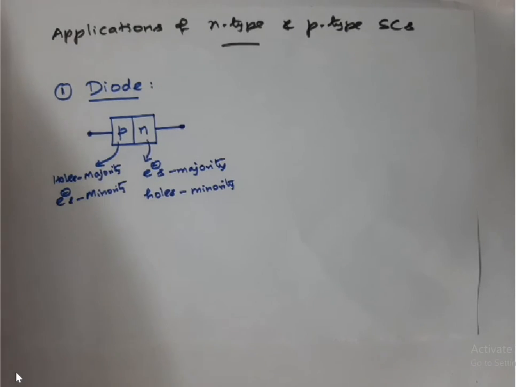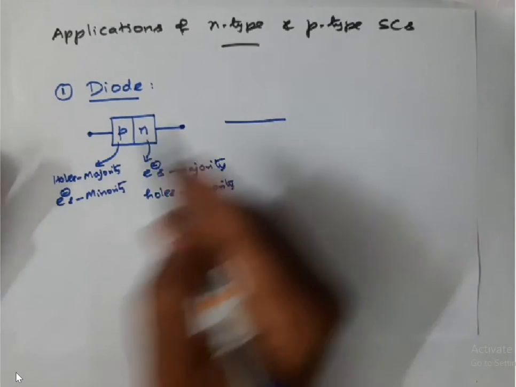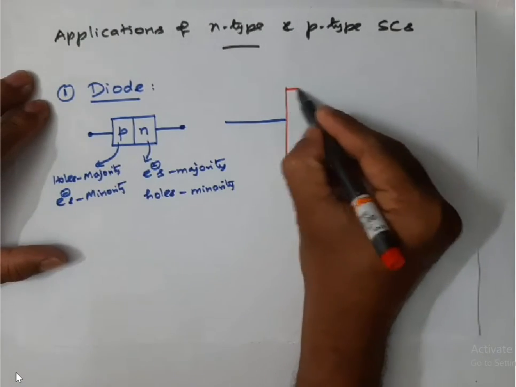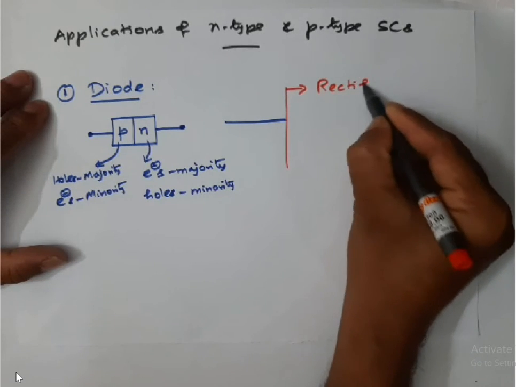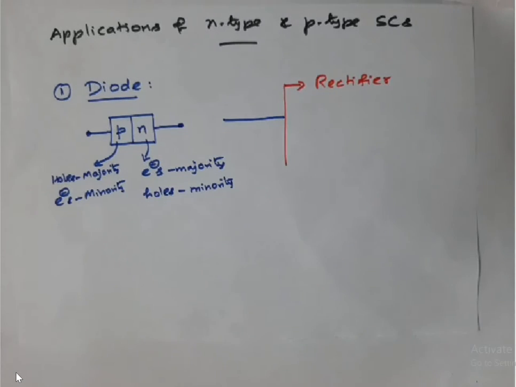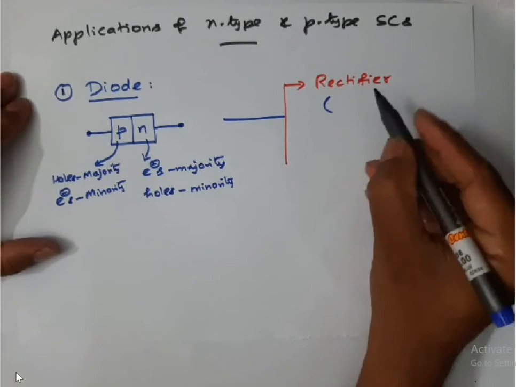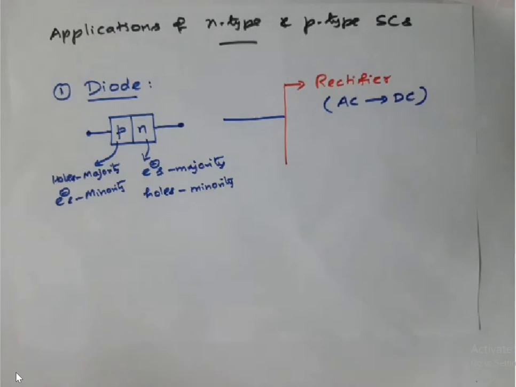What is the use of this? Where are we using this? Listen, diodes are used in many electronic equipments for different purposes. Diodes are used as rectifiers. What is a rectifier? A rectifier converts alternating current into direct current. Rectifiers are devices which convert AC into DC.